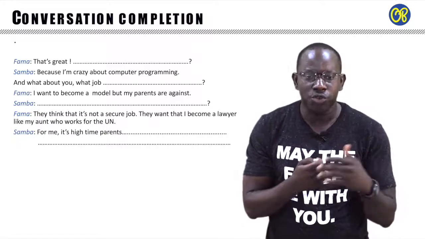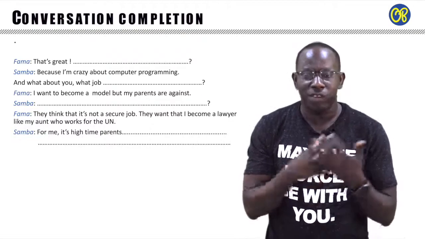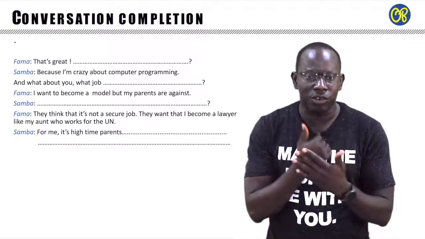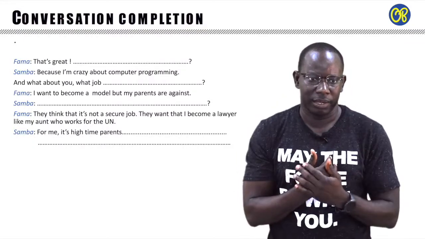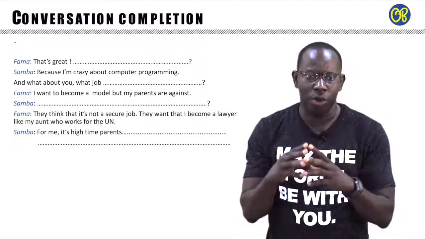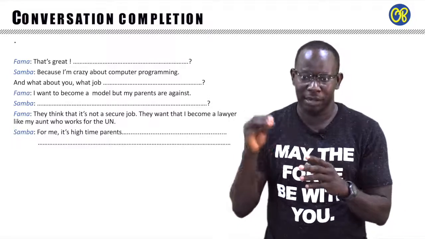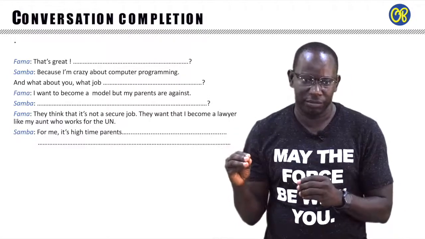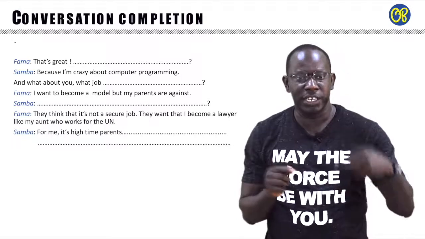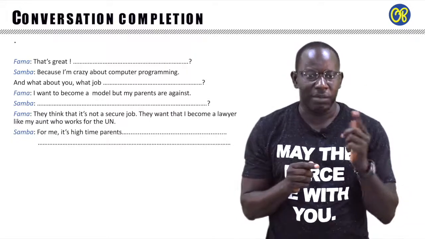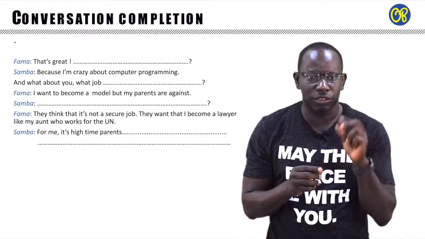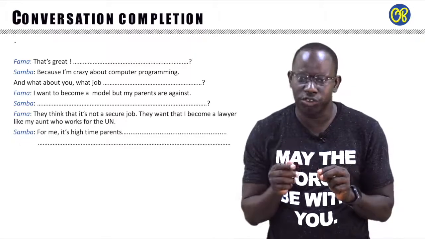So what job do you want to have? What job would you like to have in the future? Or what job do you want to have after your studies? The answer Farmer says is, I want to become a model, but my parents are against. Samba asked a question about this answer of Farmer. Farmer answered by saying, yes, they think that is not a secure job.